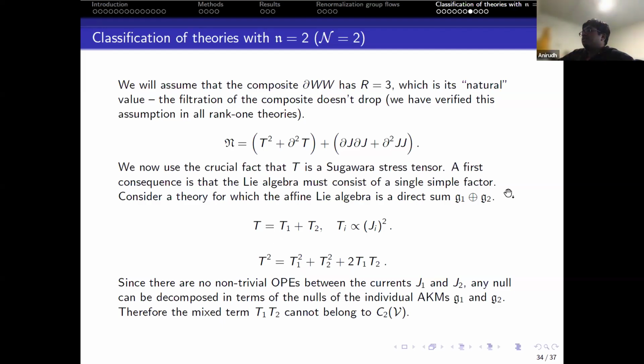So if you have a direct sum of two simple Lie algebras, the stress tensor is basically the sum of individual Sugawaras, T1 plus T2, where each Ti is proportional to J square. Now, if you take a T square, this is the expression you get. In this case, as you can see, this T1 times T2 can never belong to an object that has derivatives in it, because these two never talk to each other, and so you cannot find a way to make it belong to the space of operators which has at least one derivative. So therefore, anytime you have a direct sum, it's not possible. You have to have a simple Lie algebra.